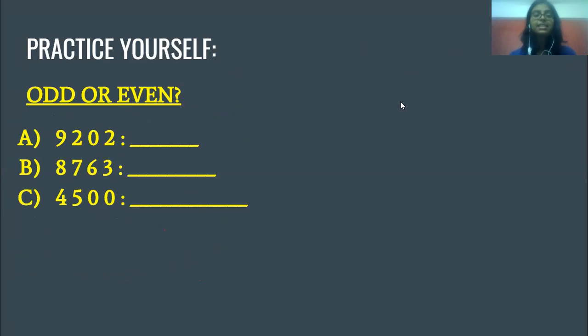We're going to practice this ourselves, odd or even. We have only 3 questions. So we're going to write this in our notebook, take a picture and send it to Didi quickly. The numbers we have are 9,202, 8,763, 4,500. We have to write if these numbers are even or odd.